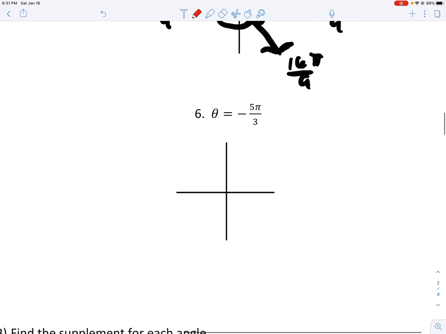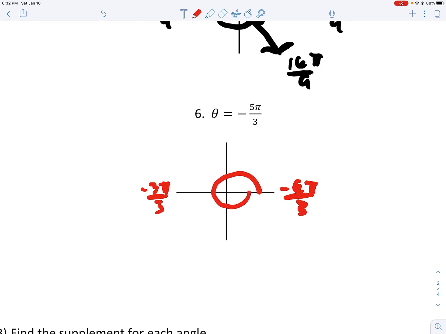So theta equals negative 5 pi over 3. So this would be negative 3 pi over 3. This would be negative 6 pi over 3. Right? So if you go all the way around, that's negative 6 pi over 3. We're not going that far because we're at negative 5 pi. So I'm in quadrant 1.